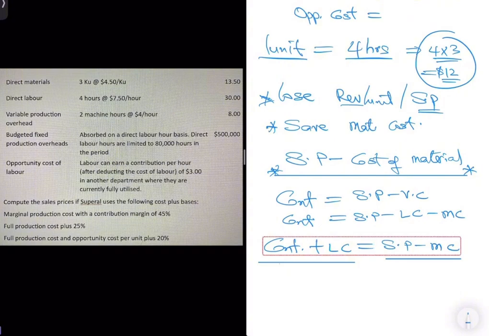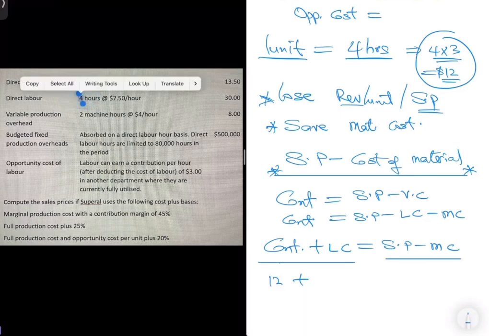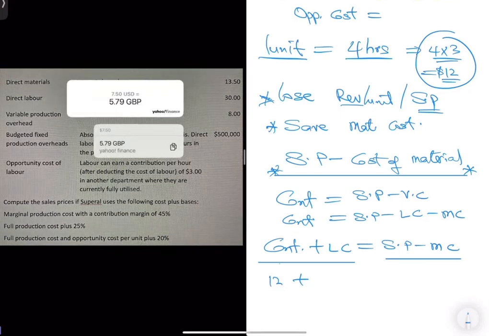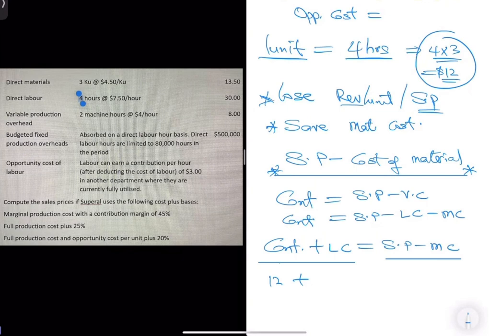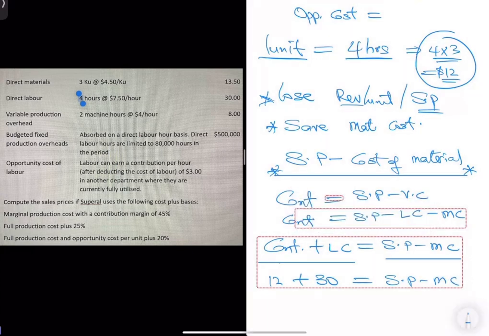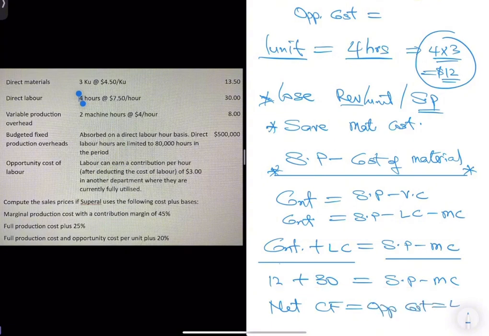So the contribution that we are losing is total $12 per unit. And what's the labor cost per unit? That is 4 times 7.5. So if you multiply 4 times 7.5, that will give you 30. Which is the same thing as the SP minus MC that we are looking for. So the net cash flow that we are losing, which is our opportunity cost, equals $42.